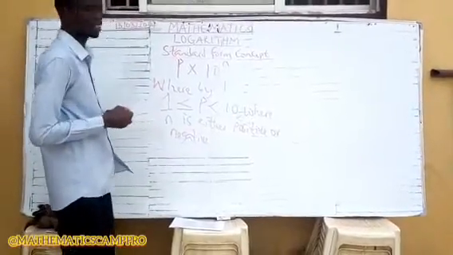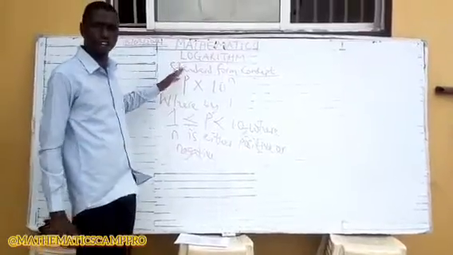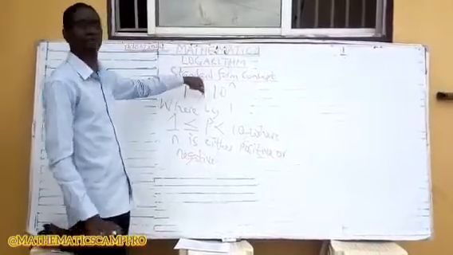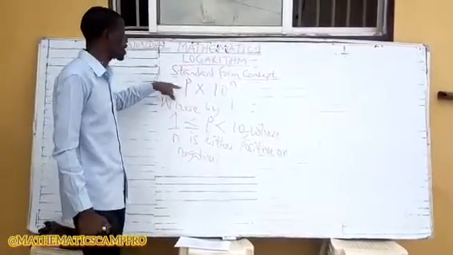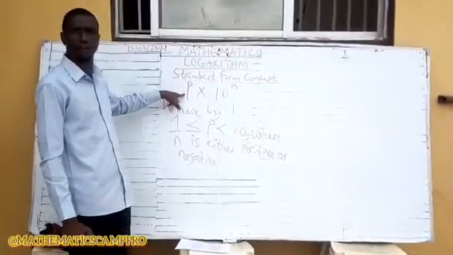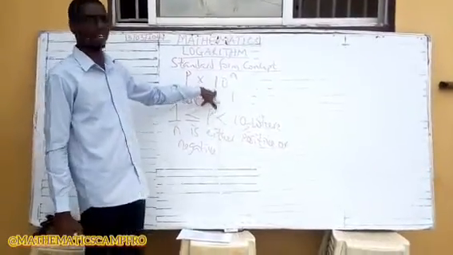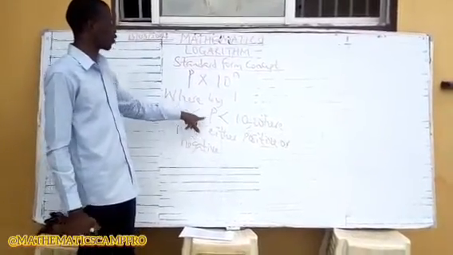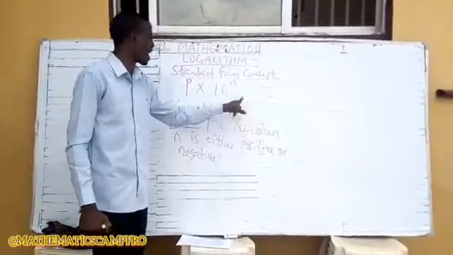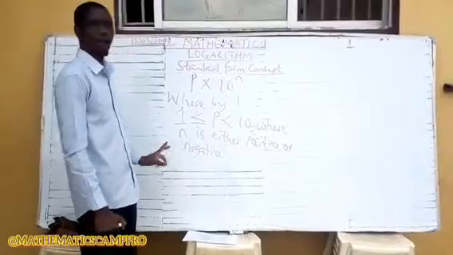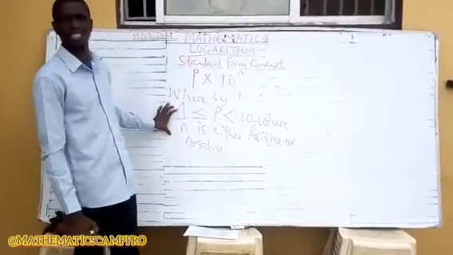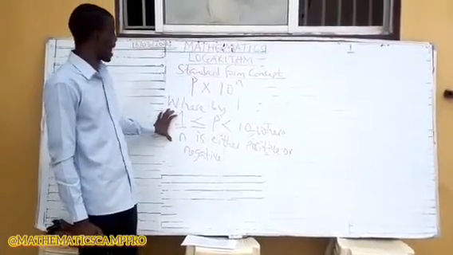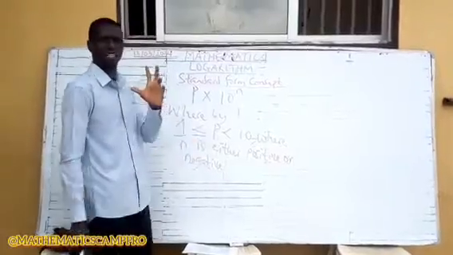I repeat again. For you to understand this topic, logarithm, every student must have the knowledge. The knowledge of standard form is essential. Now, for any number that carries this form, P times 10 raised to the power n, whereby 1 is less than or equal to P less than 10, where n is either positive or negative, I hope you are listening to me, viewers at home. Now, let's look at an example.